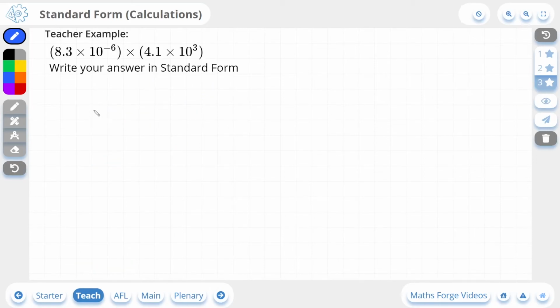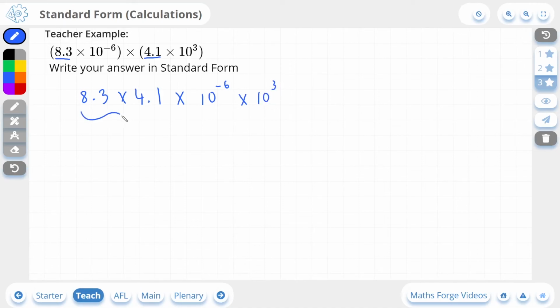Now for the 3-star examples, we're going to be dealing with the multiplication of numbers in standard form. So in this example here, we're asked to multiply these two numbers in standard form. How is this done? Well, we approach this by taking the first two values of each standard form number, so the 8.3 and 4.1, and we're going to multiply them together. And we're going to multiply this onto the powers of 10 being multiplied together. So it's going to be 10 to the -6 multiplied by 10 to the power of 3.